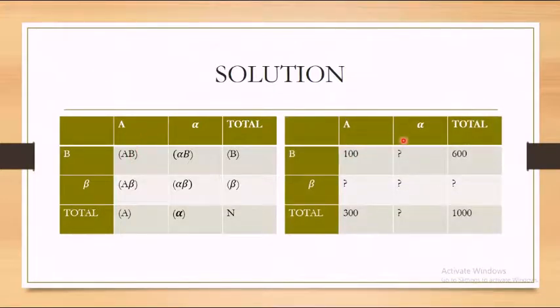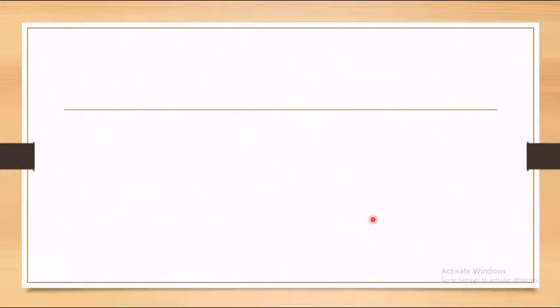Now I'm going to fill this table with the help of the data that I got from the question. So here AB, when you look back to the question, it is 100, so I just wrote over here 100. Then B is given as 600, so the total over here I can write as 600. Then capital N is 1000. Then A is 300. So I hope all of you by now know what the formulas are.